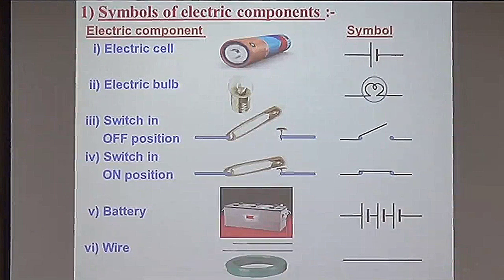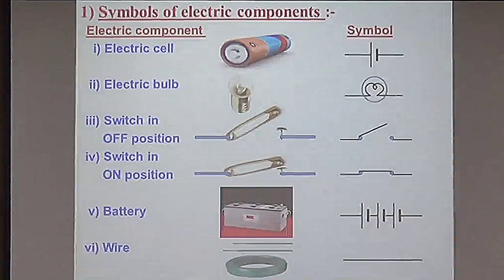The electric cell, we know that the diagram is given over there, and how do we draw a symbol? We take a large line and we take a small line, and the large line is the positive terminal and the small line is the negative terminal, and the horizontal lines are the wires.